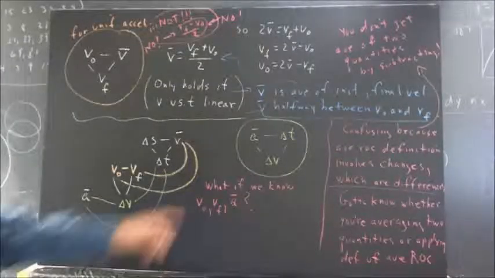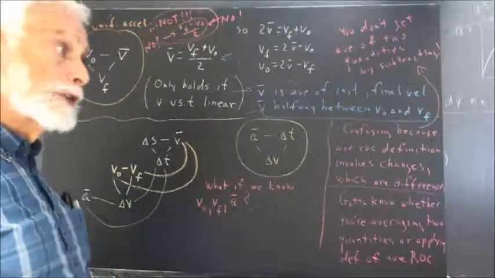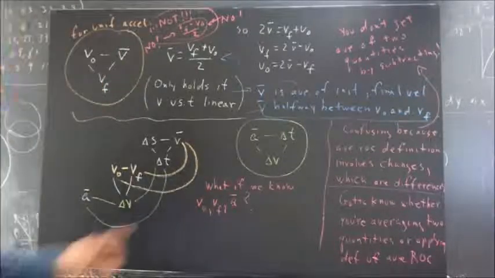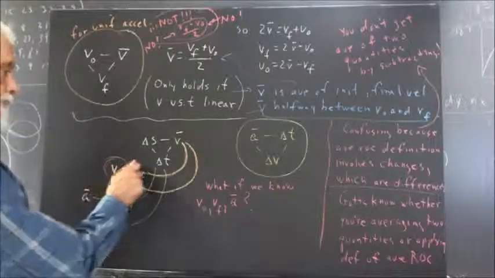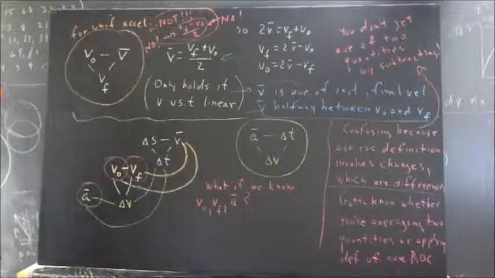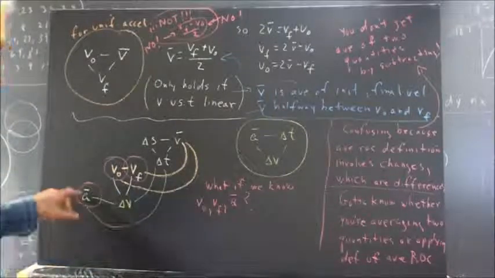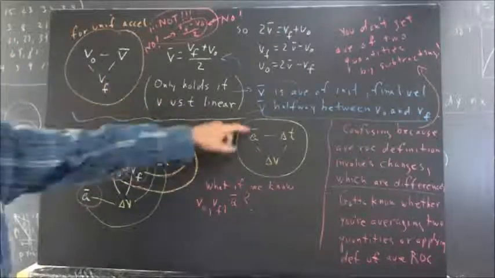Okay, so what if we know V naught, VF, and A bar, our average acceleration? Well, let's just mark what we know on the picture. We got V naught, we got VF, and we got our A bar. Incidentally, we don't have to write that as A bar. If V versus T is linear, it's just plain old A.